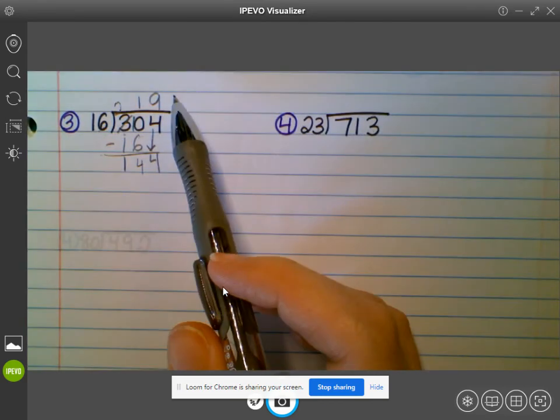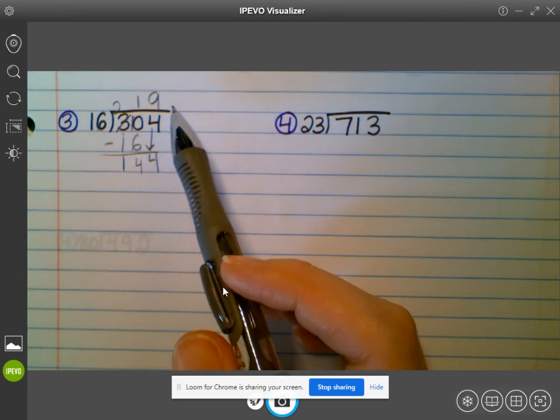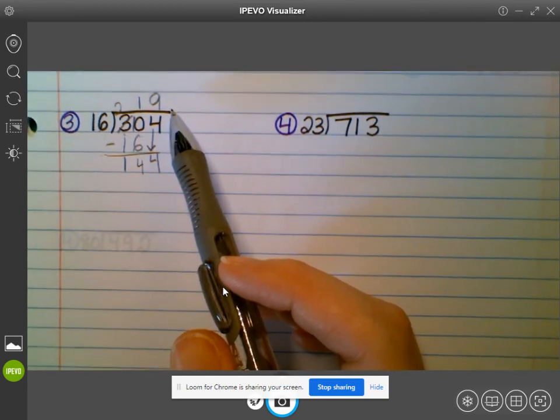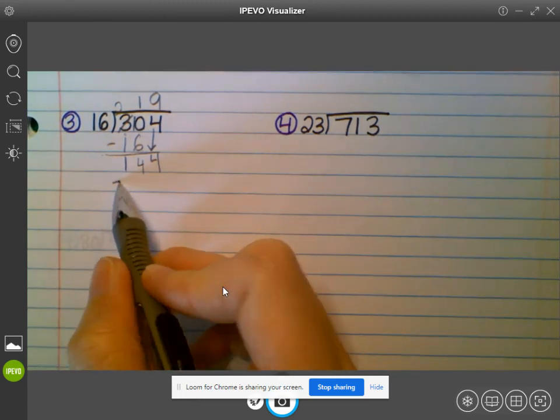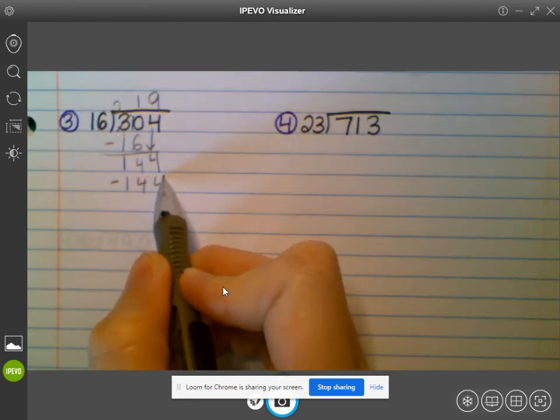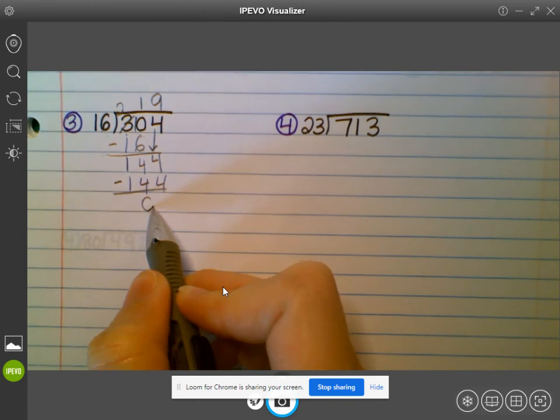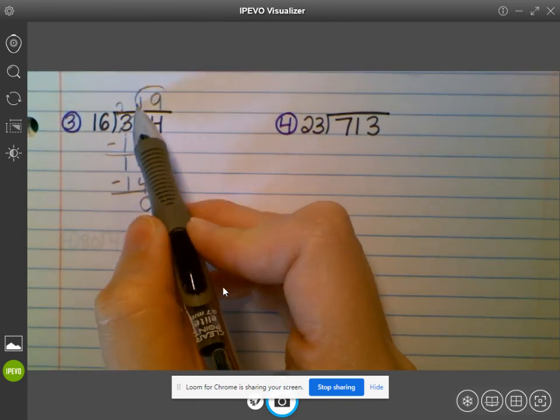And what is 16 times 9? Who can raise their hand and tell me? What is that, Elena? It's exactly 144. So then we would subtract our 144. We wind up with 0. So our answer is 19.